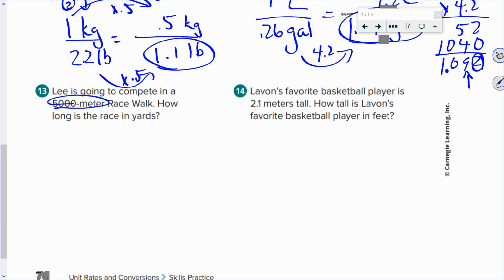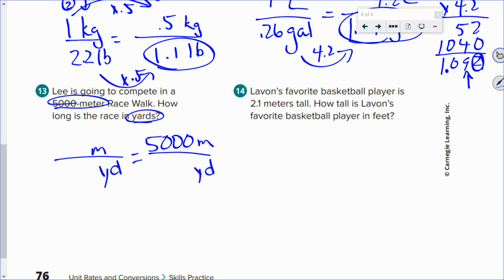Lee is going to compete in a 5,000 meter race. I'm going to yards. So I have 5,000 meters, and I'm going to yards. So I need to look for my conversion factor, meter to yard. And I can see on my chart 1 meter is 1 and 9 hundredths yards, meaning I'm just multiplying that by 5,000.